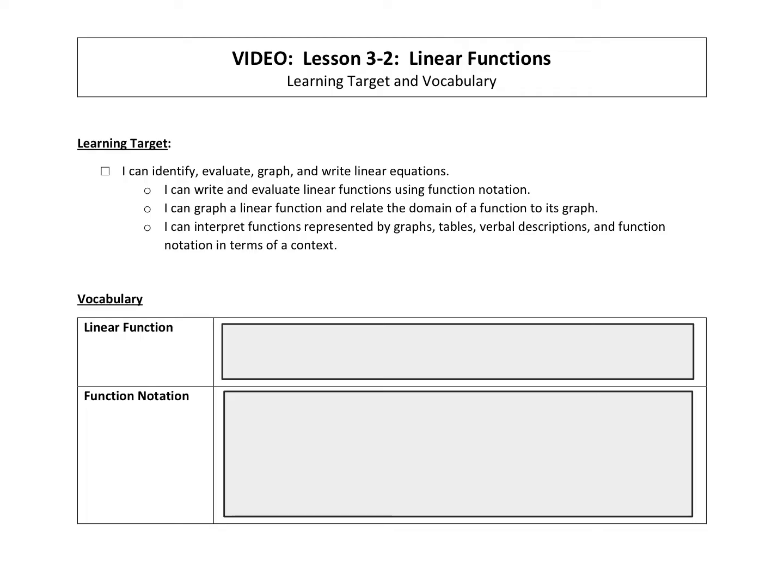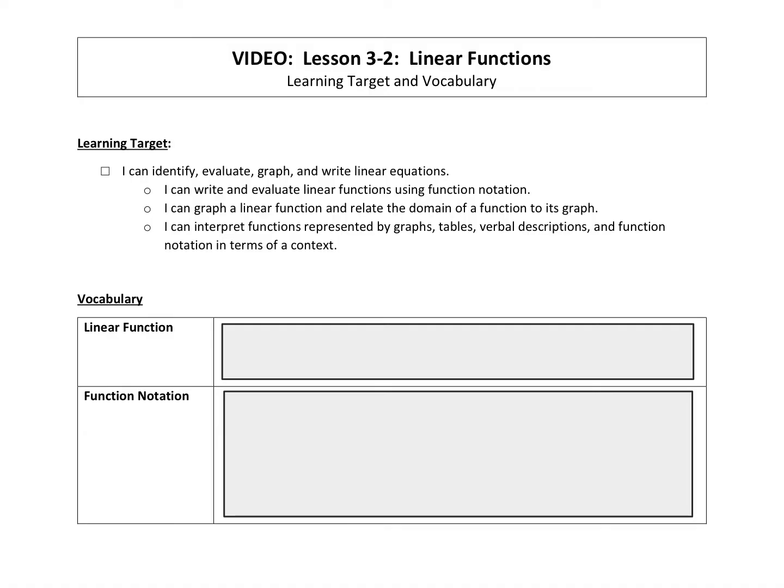Our learning target today, we're going to be able to identify, evaluate, graph, and write linear equations. We will be able to write and evaluate linear functions using function notation. We will be able to graph a linear function and relate the domain of a function to its graph. And we will interpret functions represented by graphs, tables, verbal descriptions, and function notation in terms of a context. So there's our word problems right there when we put context to the math that we're learning.